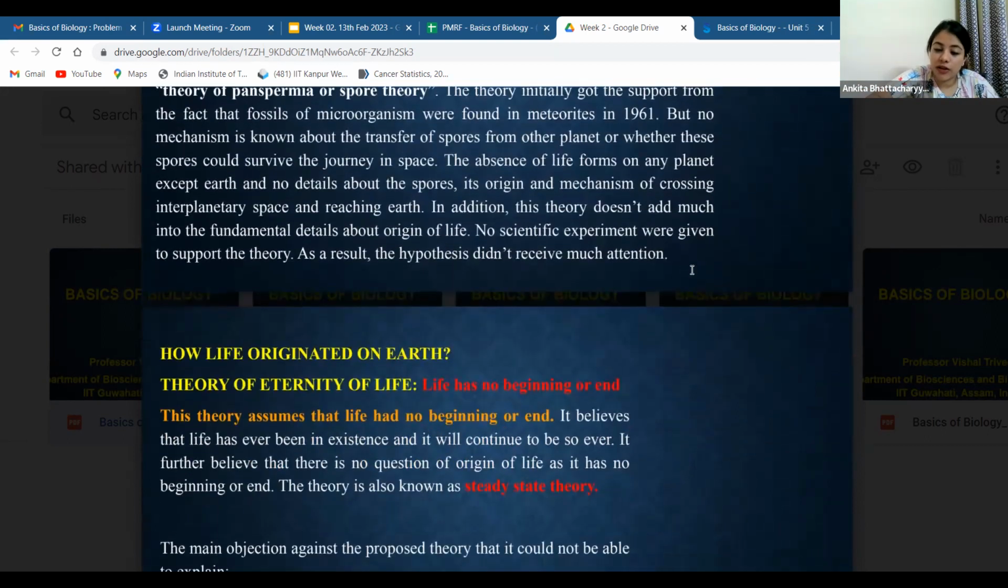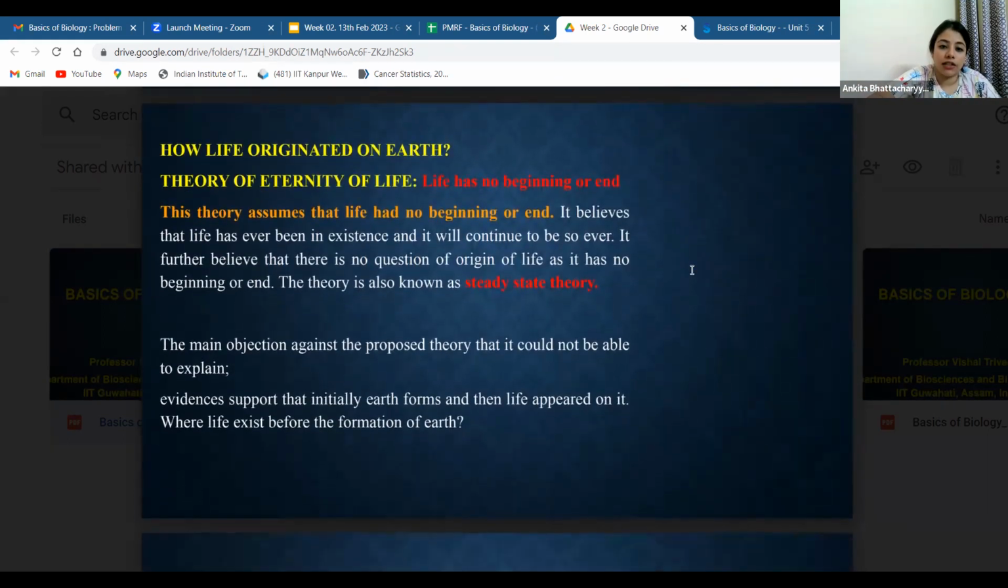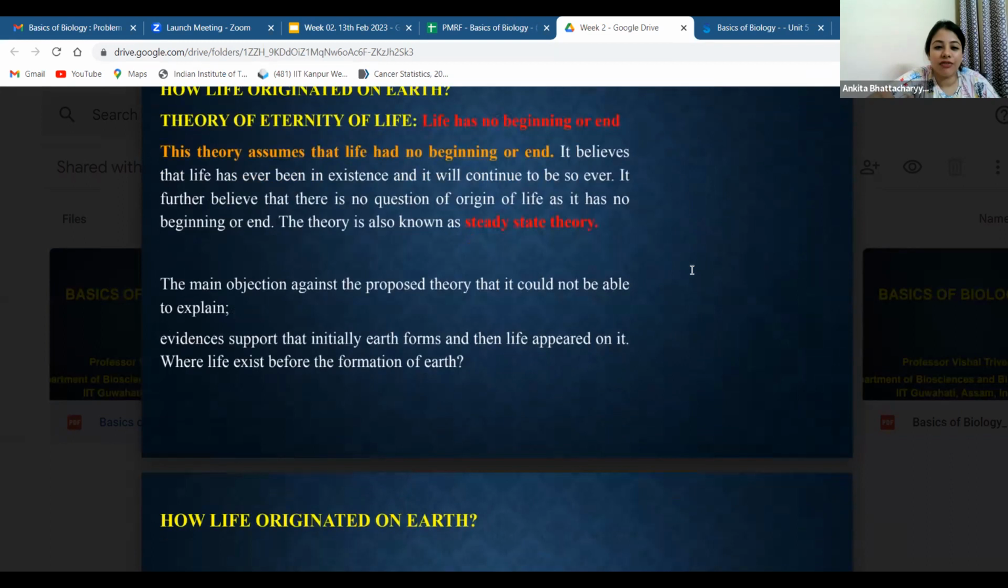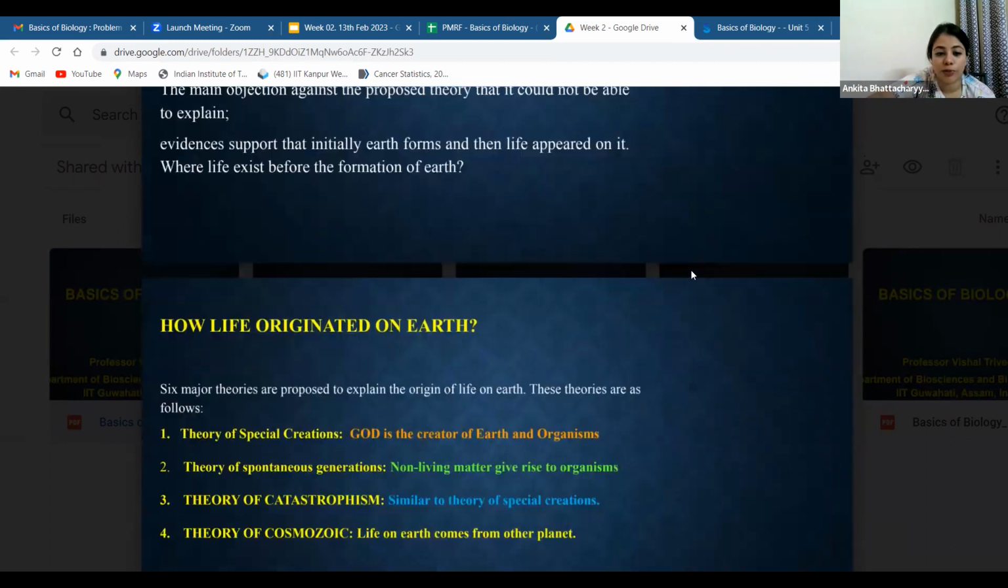garner much attention. Then the theory of eternity of life could not really explain where it began, right? If life has never started and will never end, it has to have a starting point. So there has to be some evidence to support that. So obviously it also got disproved.